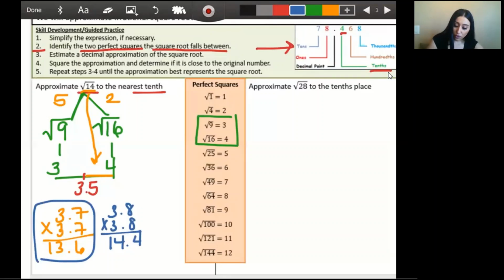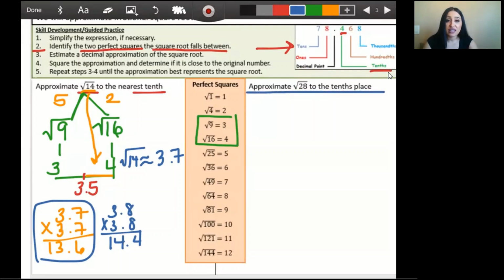So the square root of 14 is about 3.7. Now, I want you to pause the video, and I want you to try the next one on your own. Approximate the square root of 28 to the nearest 10th.